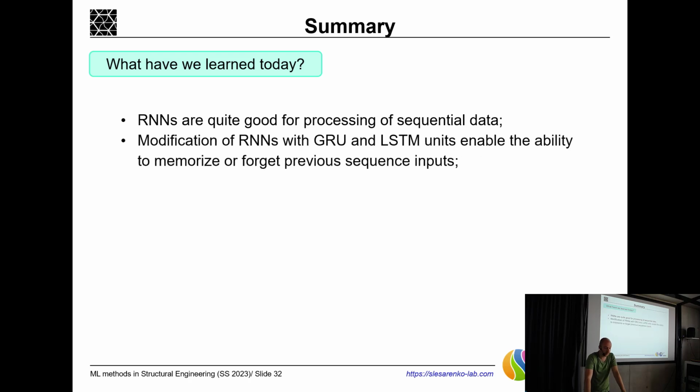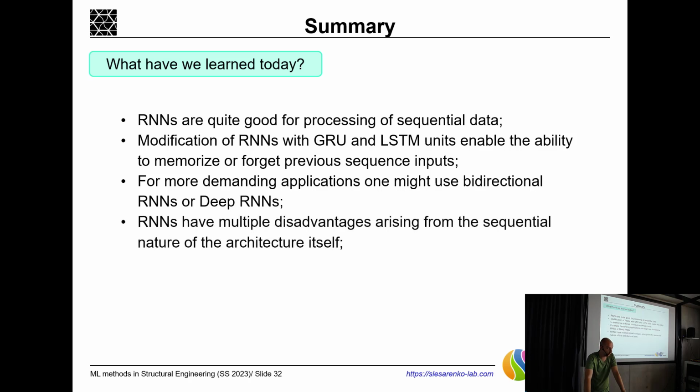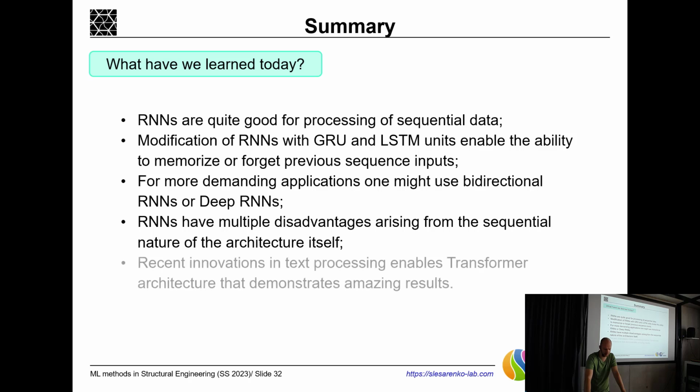Modifications of RNNs with gated recurrent units and long short-term memory units enable the ability to memorize or forget previous sequence inputs. For more demanding applications, one might use bidirectional RNNs or deep RNNs. RNNs have multiple disadvantages arising from the sequential nature of the architecture itself.